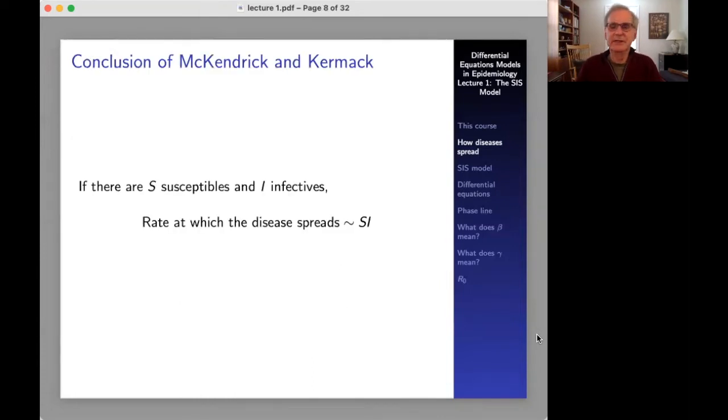So what does this mean? McKendrick and Kermack thought about this, and they concluded if there are S susceptibles and I infectives, the rate at which a disease spreads should be proportional to the product SI. That way, if you double I, the rate will double, or if you double S, the rate will double.